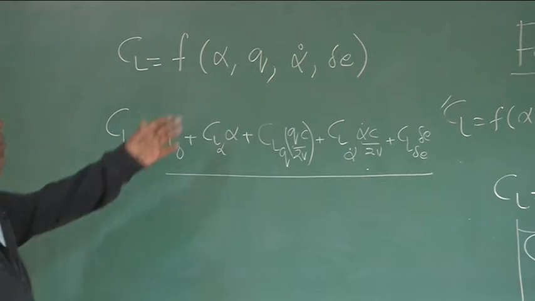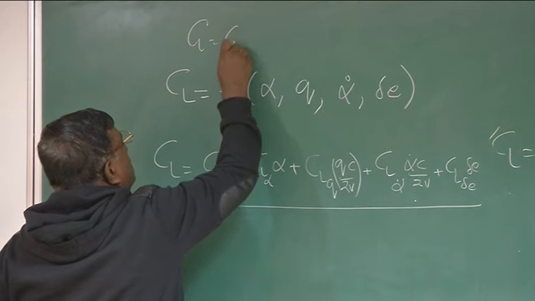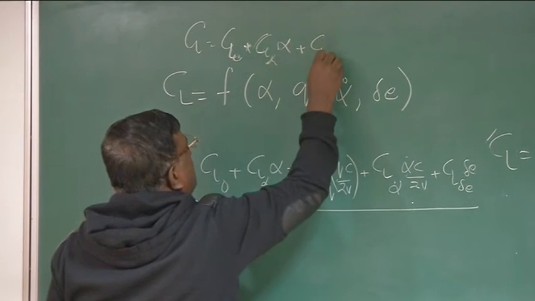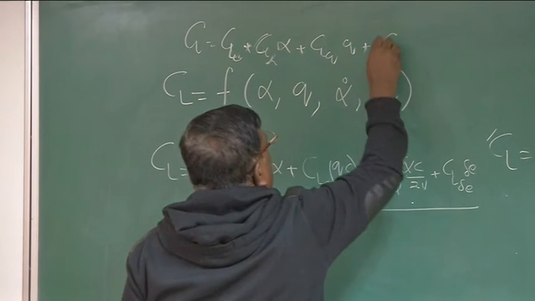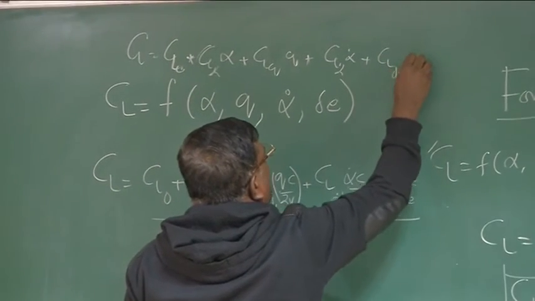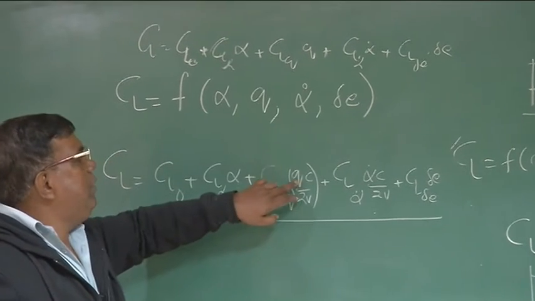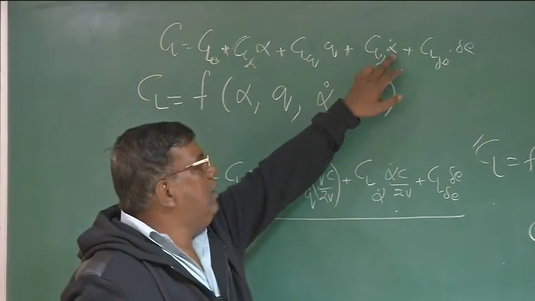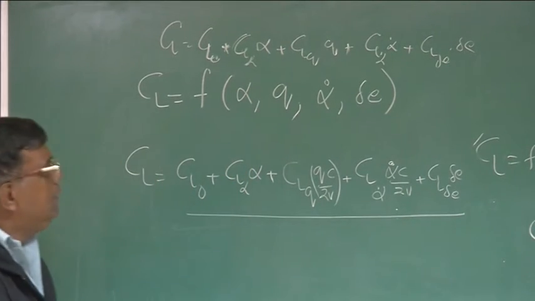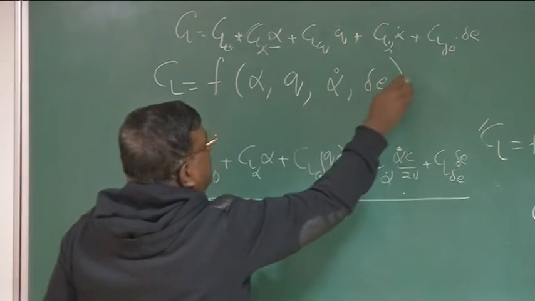Normally, if I give you an expression like this, you will write CL equal to CL naught plus CL alpha into alpha plus CL Q into Q plus CL alpha dot into alpha dot plus CL delta E into delta E. But you have seen here, for Q, I have replaced it by QC by 2V. For alpha dot, I replaced it by alpha dot C by 2V. Why? Let's understand. These are all dimensionless, alpha, delta E.